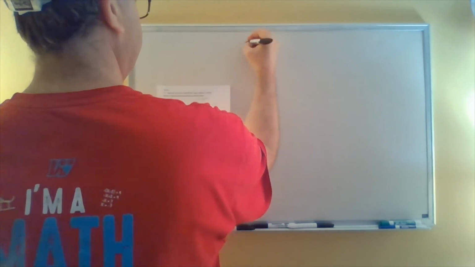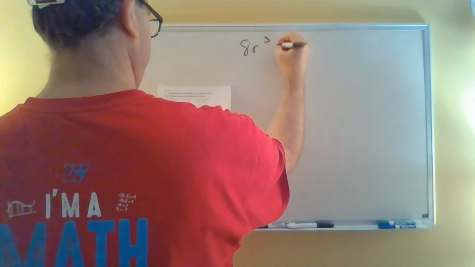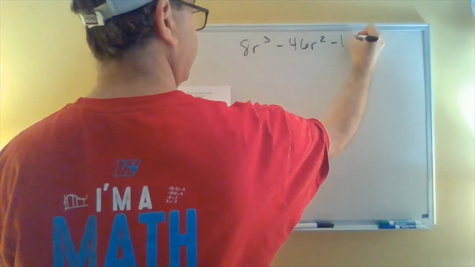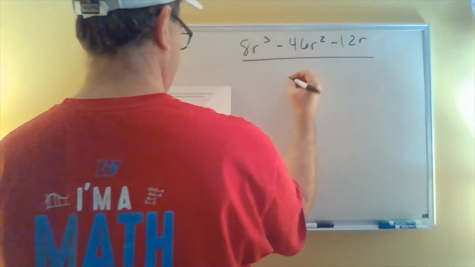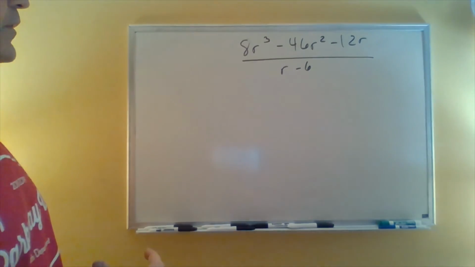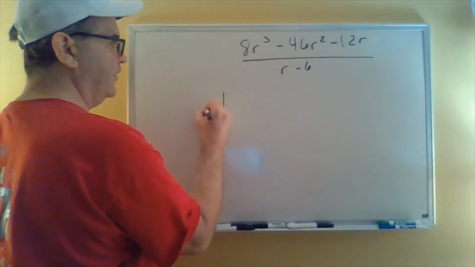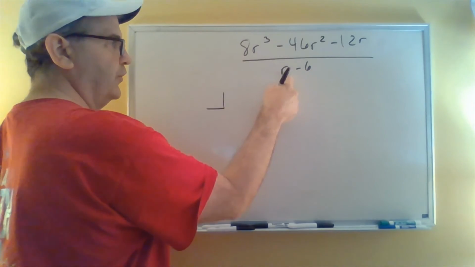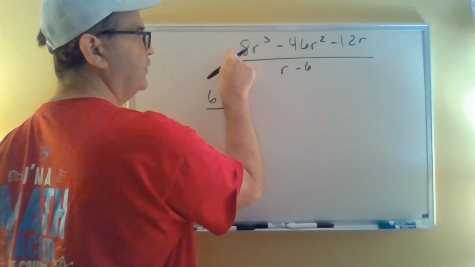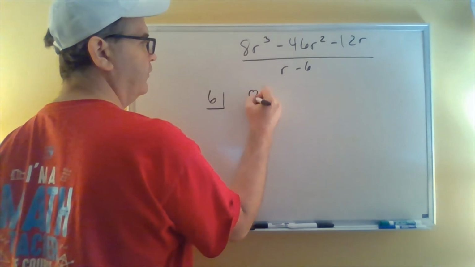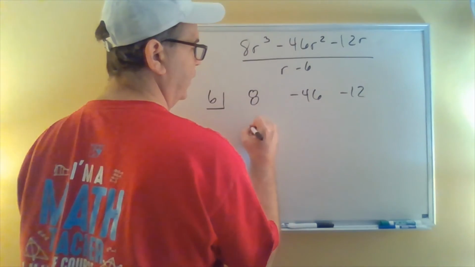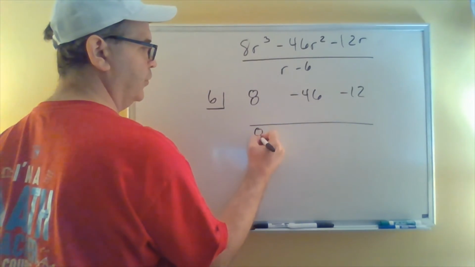Second example will be 8r to the third minus 46r to the second minus 12r, and that is over r minus 6. So let's set up our synthetic division. Again, what goes in the box? Whatever is going to make our denominator 0. So 6 goes in the box. Now we're just going to list our coefficients of the numerator out here. So we'll have 8, -46, and -12. We'll go ahead and carry down our first term of 8.